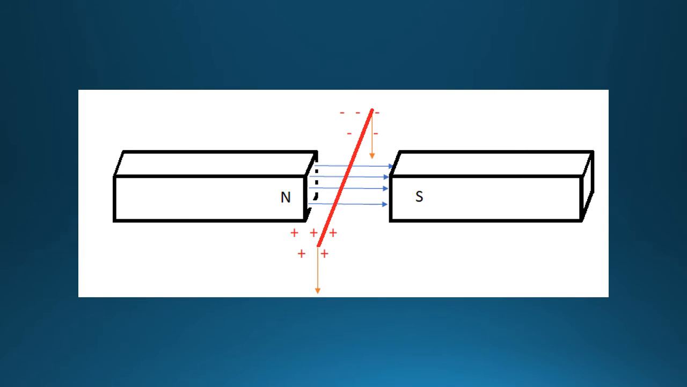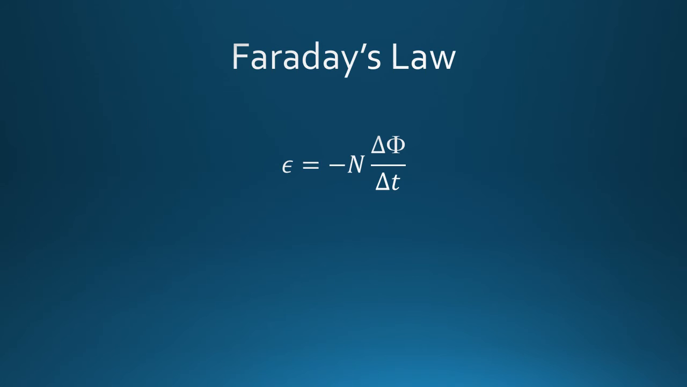It is given by epsilon equals minus n delta phi over delta t, where epsilon is the EMF, n is the number of turns in a coil, and delta phi over delta t gives the rate of change of magnetic flux. So here it is, Faraday's law as a mathematical equation. The little e on the left is the Greek letter epsilon, and it represents the EMF. So EMF equals negative n delta phi on delta t.